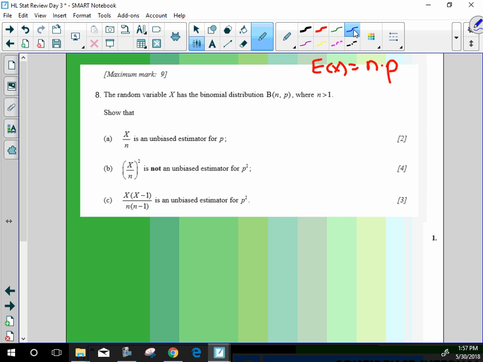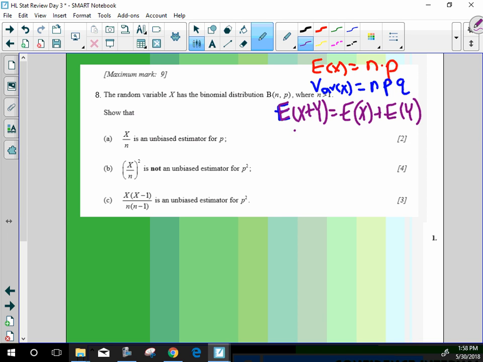And then for the variance, it's N times P times Q. I like to just go NPQ, but it's 1 minus P. So we had some rules. We had the expected value of X plus Y. That was the expected value of X plus the expected value of Y.